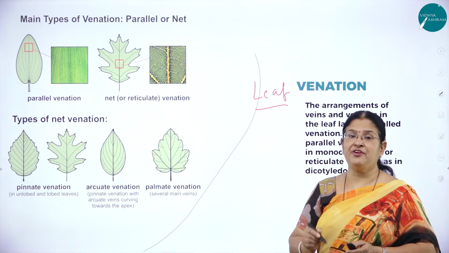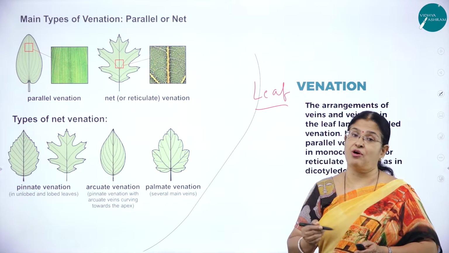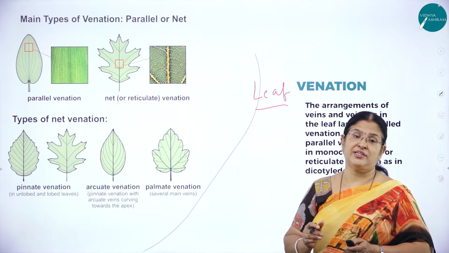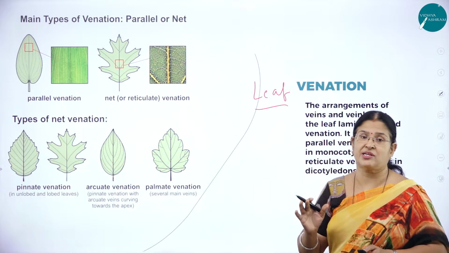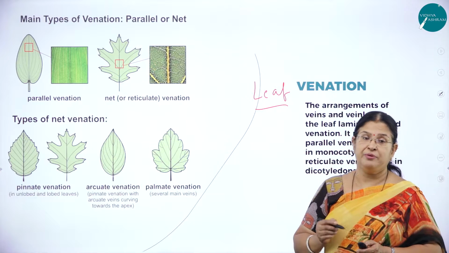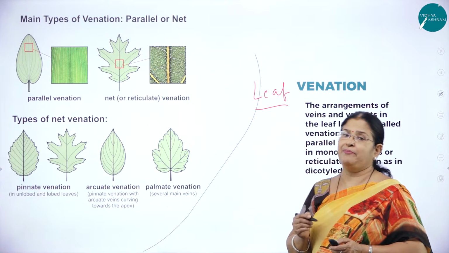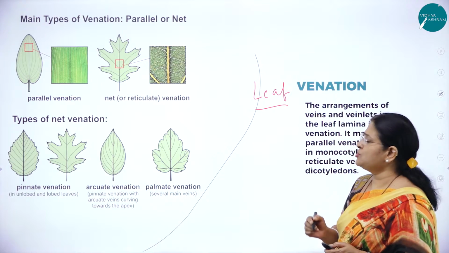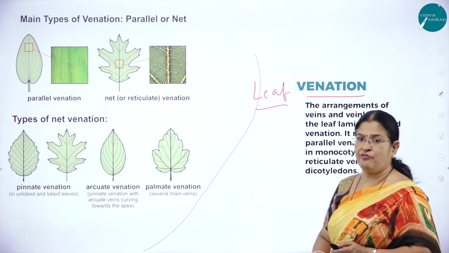Hope you remember the parts of a leaf. The stalk of a leaf is called petiole, which extends further as the main vein called midrib. And the expanded surface of the leaf is called leaf lamina or leaf blade, which has the veins and the veinlets. Hope you remember those parts of a typical leaf. So what am I going to study in today's session? We are going to study about veins.